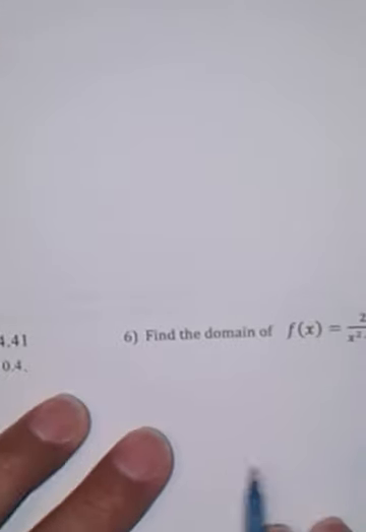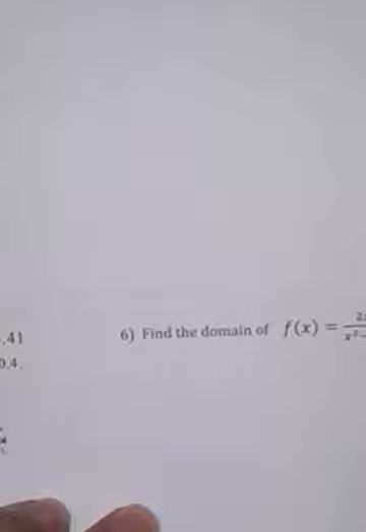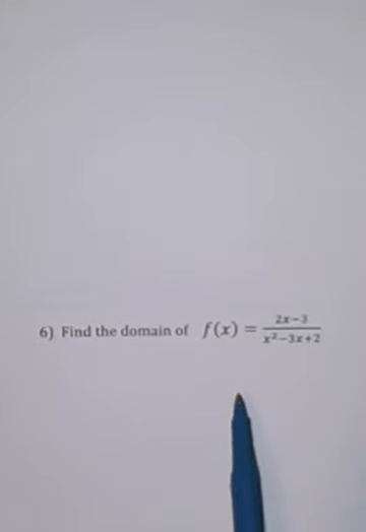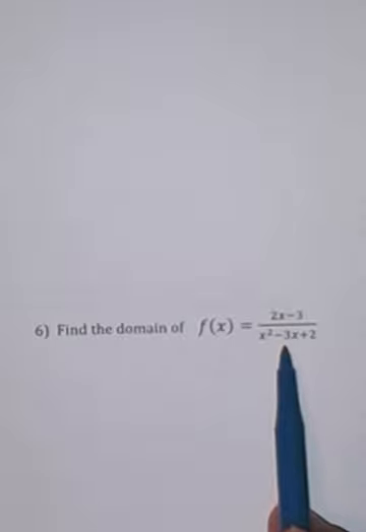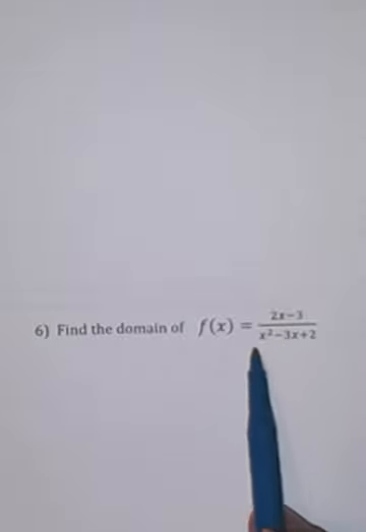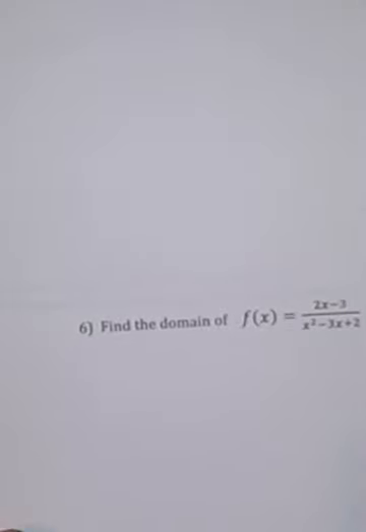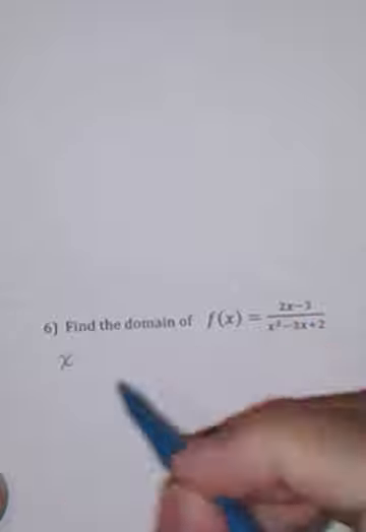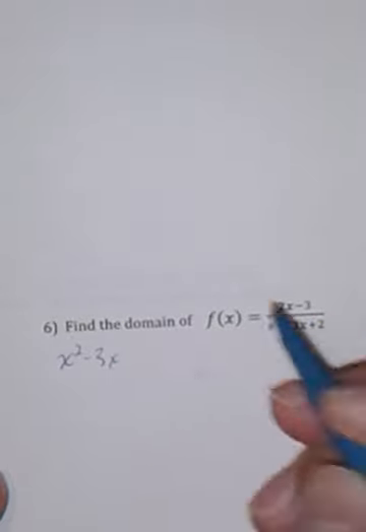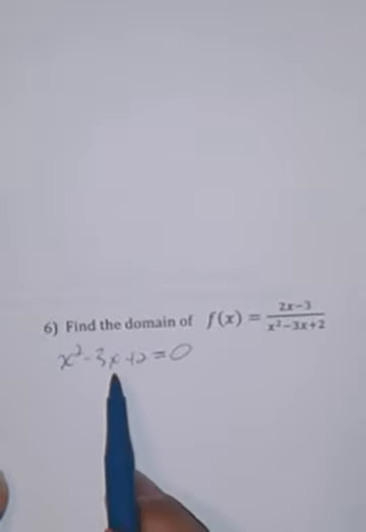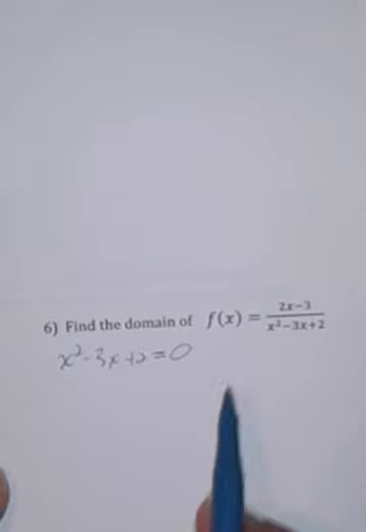Let's try number 6. Find the domain of f of x equals that fraction. And so here you want to remember when x is in the denominator, the issue is that you don't want values of x that will make the denominator equal to 0. How do you check which those are? Well, first you write the equation, the denominator equals 0. Right? And that'll give you the values of x that'll make the denominator 0.